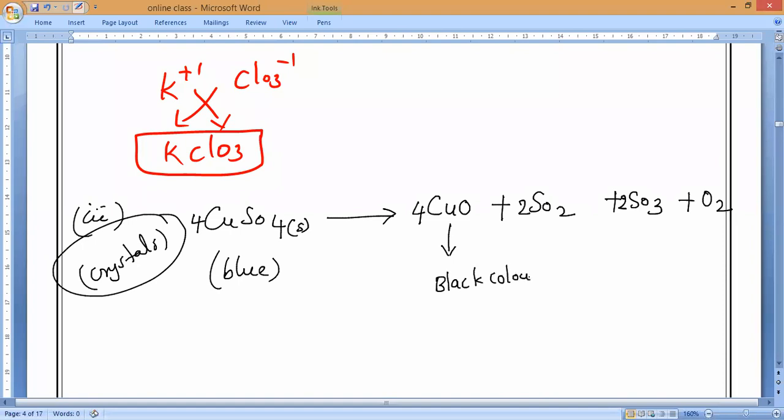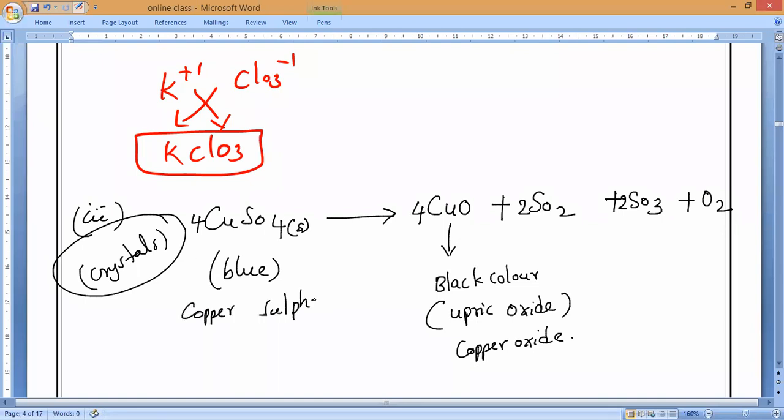What is the color of this one? Black color, which is called cupric oxide, or we can say copper oxide. This is called copper sulfate, but water is removed. That is why it is called anhydrous copper sulfate.